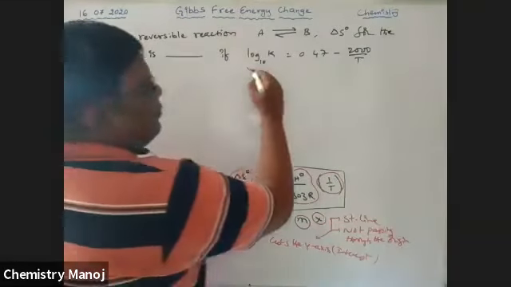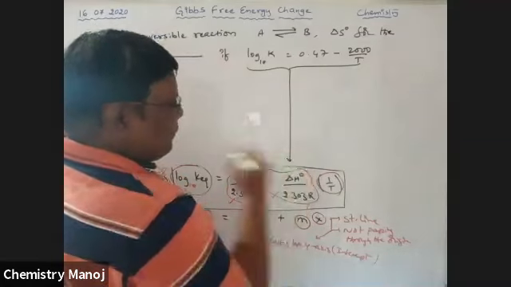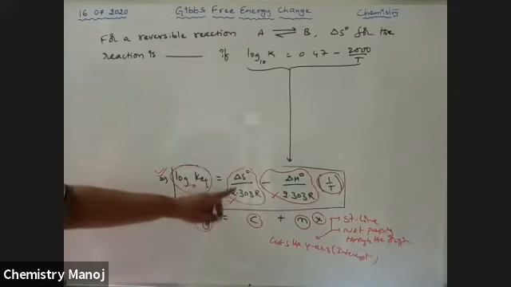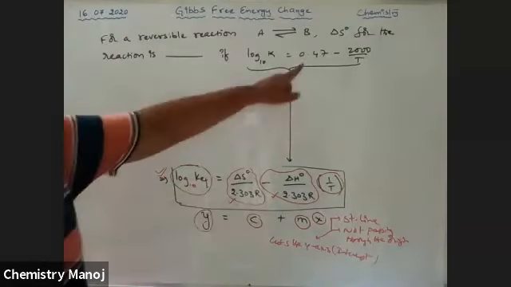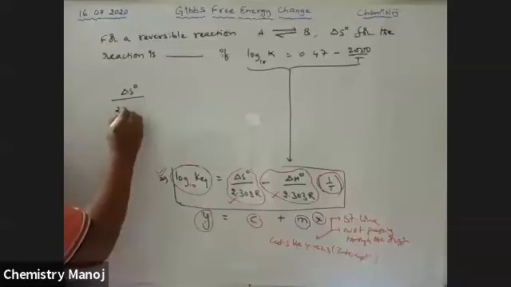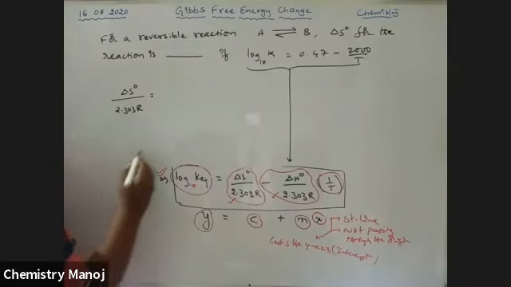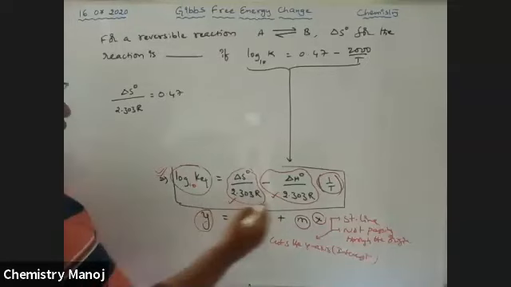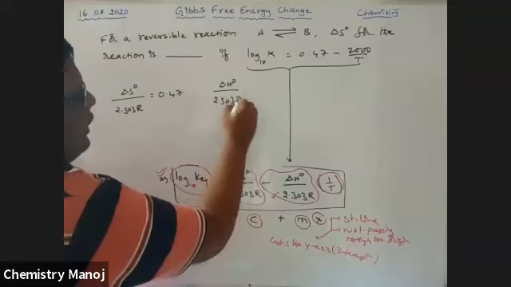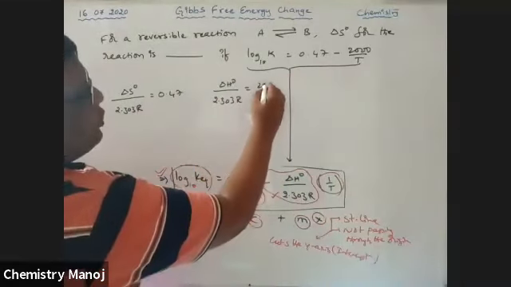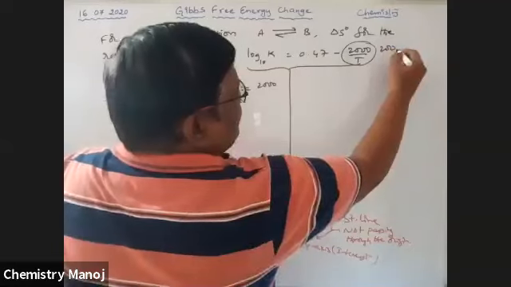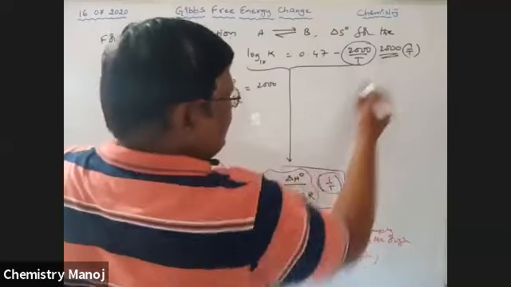Compare this equation with this relation. So in log K, delta S naught by 2.303 R is equal to this much. So from this, delta S naught by 2.303 R is equal to 0.47. At the same time, delta H naught by 2.303 R is equal to 2000 into 1 by T. This 2000 is equal to this much value.